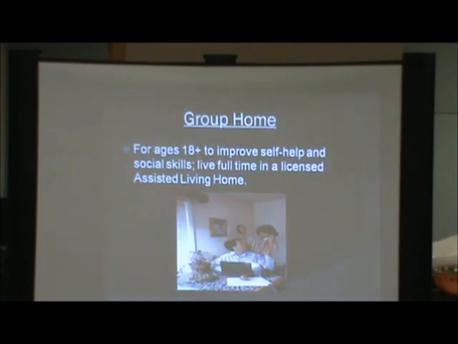And here's what we talked about, the group home, for ages 18 and over, to improve self-help and social skills, live full-time in a licensed assisted living home. The state is who licenses the homes, and there are all kinds of assisted living homes. There's a lot of independent ones out there. There's ones that are run by agencies. So the idea behind the group home is really to work on self-help and social skills within the home. And generally in our state it's not a really high number of people. I think the most that I've seen is 4 in any one home. So they try to keep the numbers low.